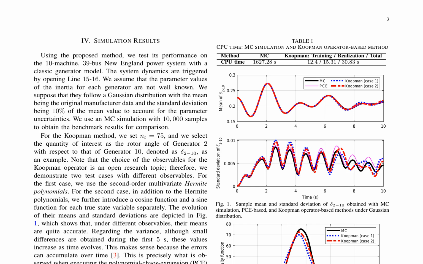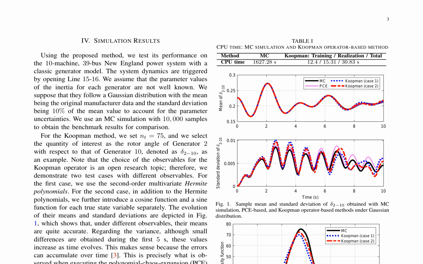The parameter values of the inertia for each generator are assumed to follow a Gaussian distribution with a mean value given by the original manufacturer data and a standard deviation of 10% to account for parameter uncertainties. The authors use an MC simulation with 10,000 samples to obtain benchmark results for comparison. For the Koopman method, they set NT equals 75 and select the rotor angle of generator 2 with respect to generator 10 as the quantity of interest. Two test cases are demonstrated, each using different observables.